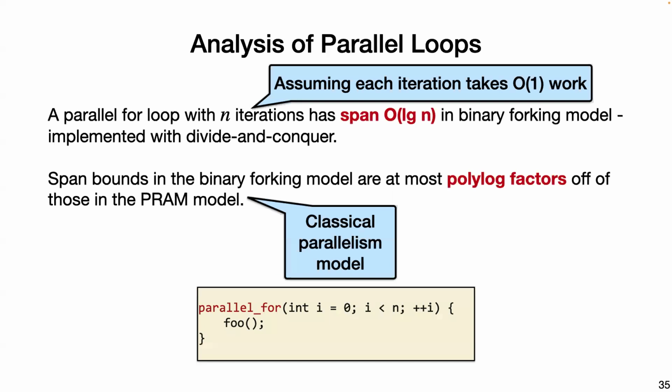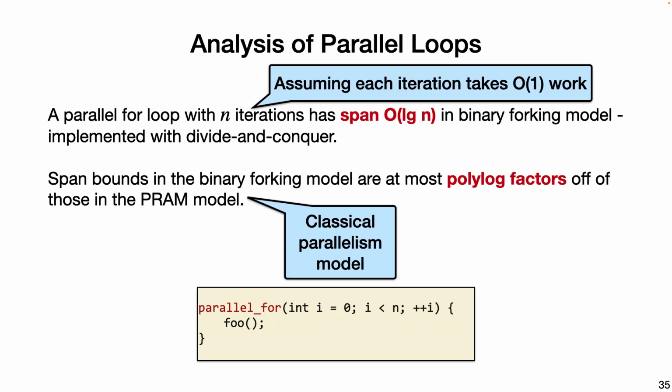So that is the end of the section on the master theorem, and we can move on to parallel loops. Okay. So, like I said, you can implement parallel loops with divide and conquer. If you have a parallel for loop with n iterations, it has span log n in the binary forking model because you spawn half of them at each level, and the height of that tree is log n.